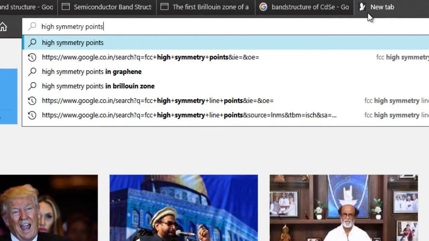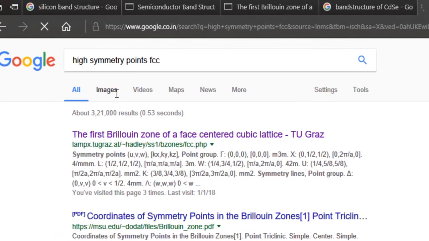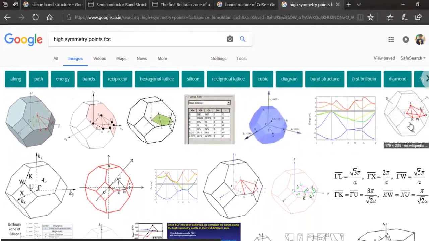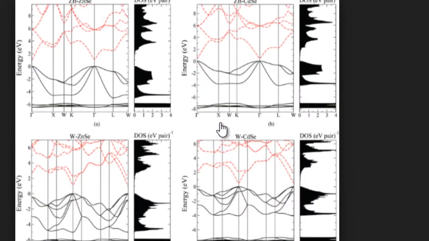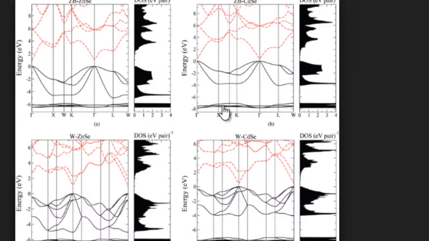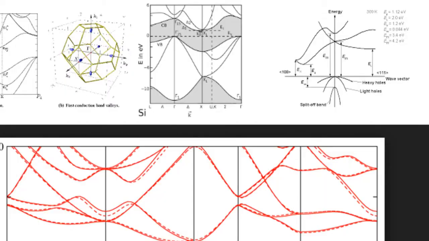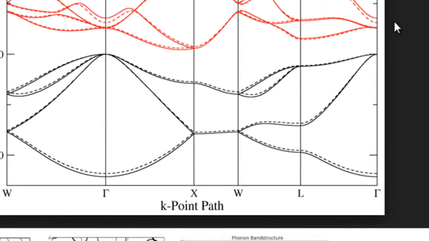So let's say we want to find out the high symmetry points for the FCC lattice. You'll just go over here or on Wikipedia, and you can notice that they provide you with the high symmetry points as well as the path. So here the path would be gamma, X, W, K, gamma. And in case you have a look here, they have followed a similar path: gamma, X, W, K, gamma. So that's how you will find out the high symmetry paths that you will be providing to Quantum Espresso.